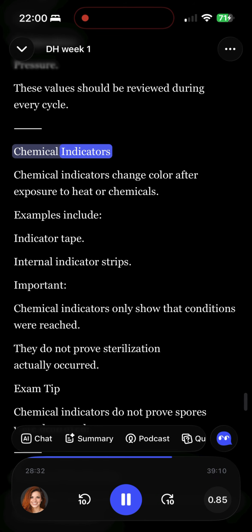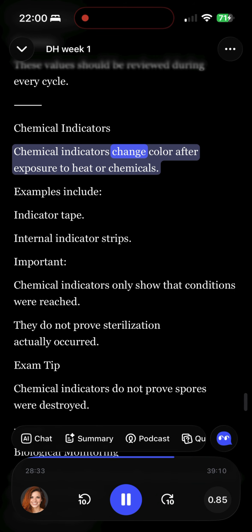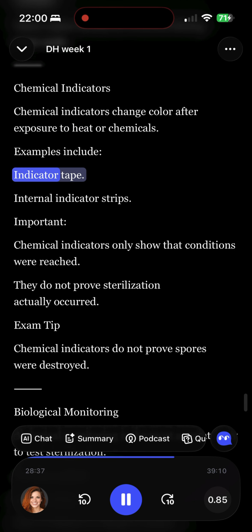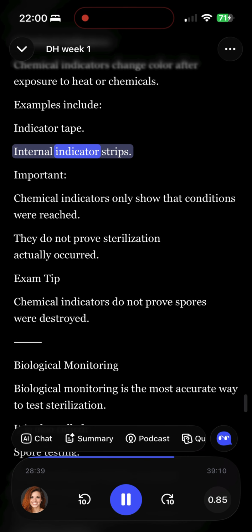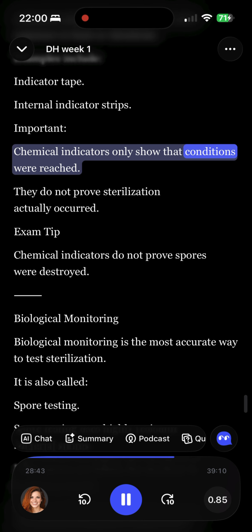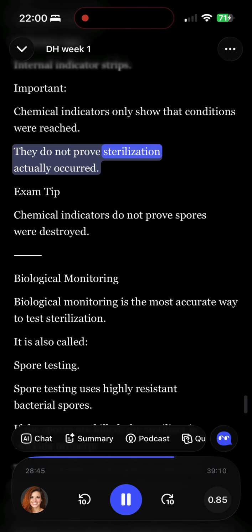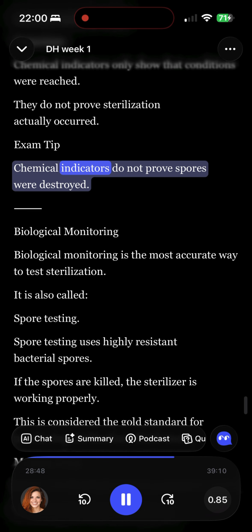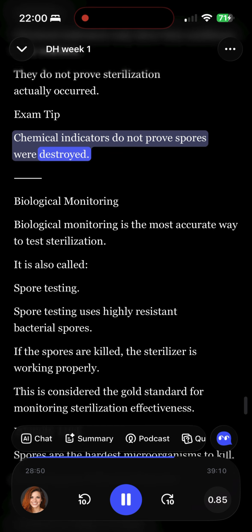Chemical indicators change color after exposure to heat or chemicals. Examples include indicator tape and internal indicator strips. Important: chemical indicators only show that conditions were reached. They do not prove sterilization actually occurred. Exam tip: chemical indicators do not prove spores were destroyed.